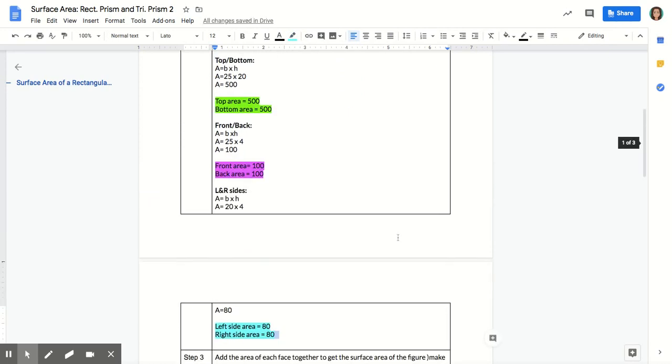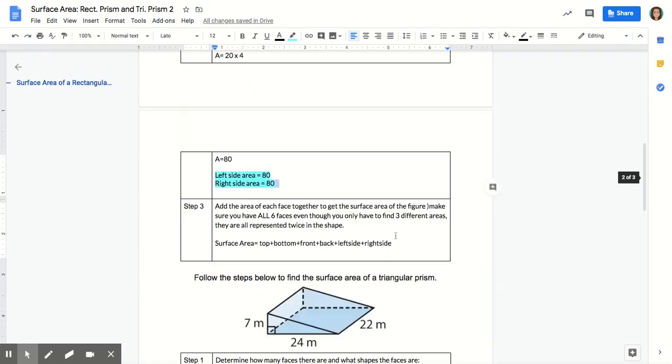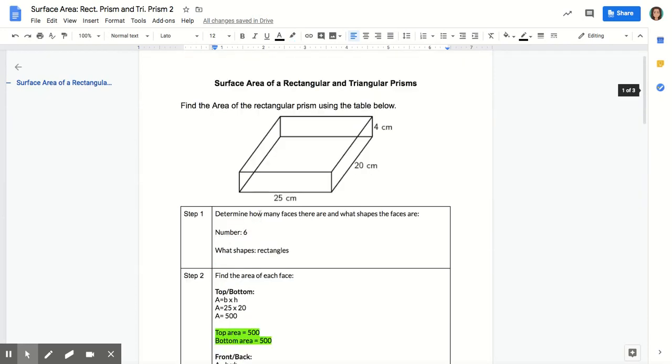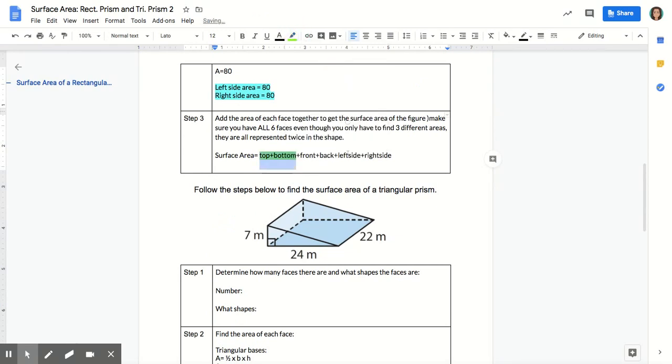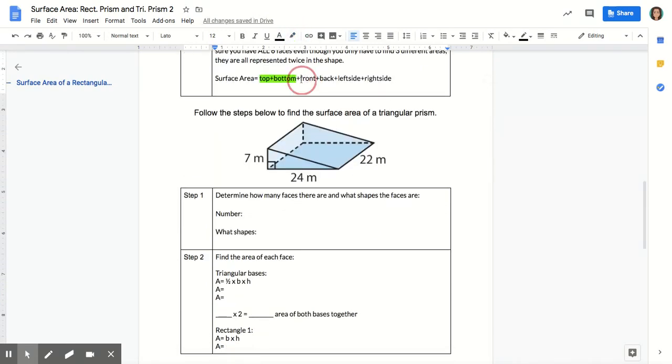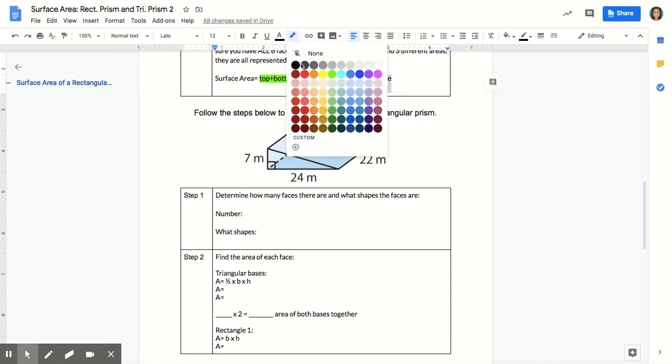Now, Logan, you found all of those areas correctly, but you messed up on step 3. Step 3 says to add the area of each face together to get the surface area of the figure. Make sure you have all 6 faces, even though you only have to find 3 different areas. Okay, so the surface area is the top plus the bottom. And remember, those were represented by our green. So our top plus our bottom is our green. Our front and back, which was the pink, and the left and right side, which was the blue.